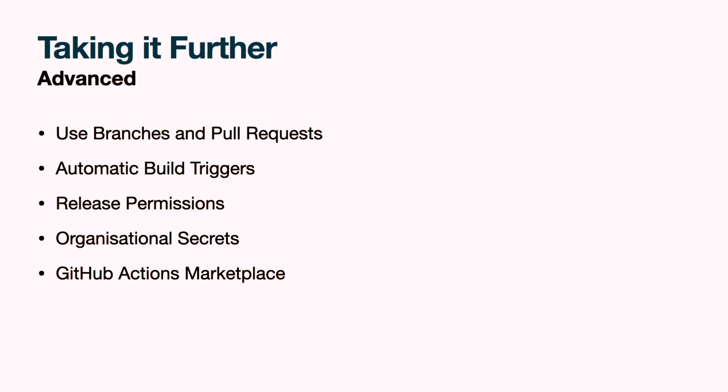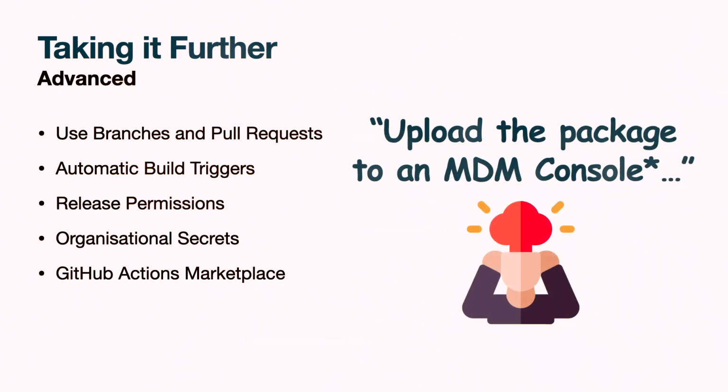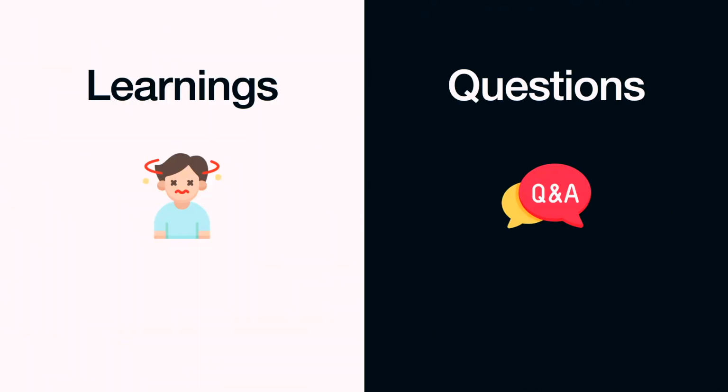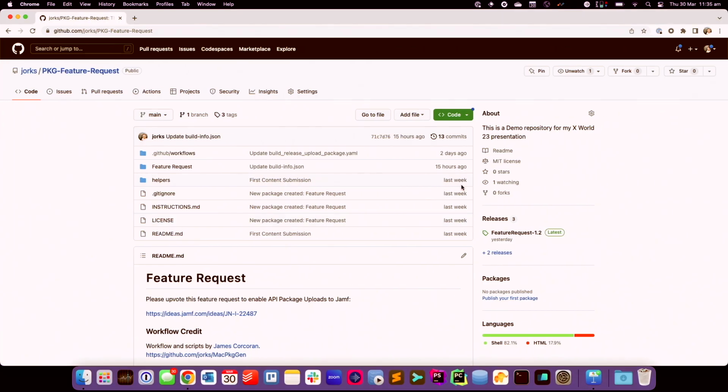Can anyone think of something that might be a great way to tie this all together? I know I could, but that would require a vendor to have an API to upload packages, which doesn't currently exist. But I can sort of demo what that would do. I can demo what that would look like with this feature request repository and a link.